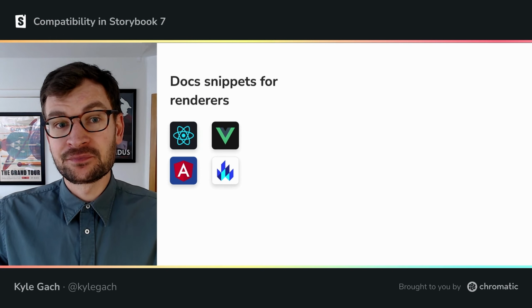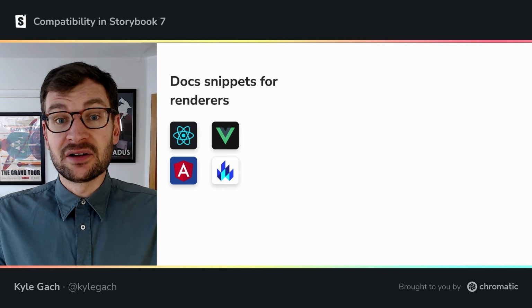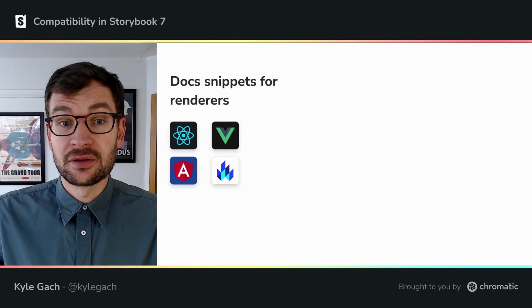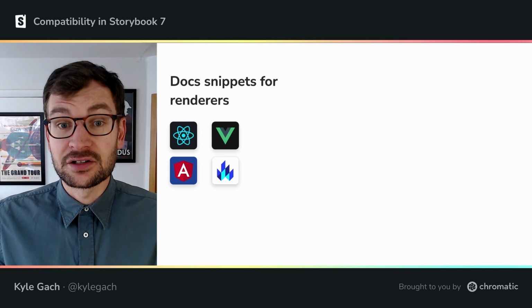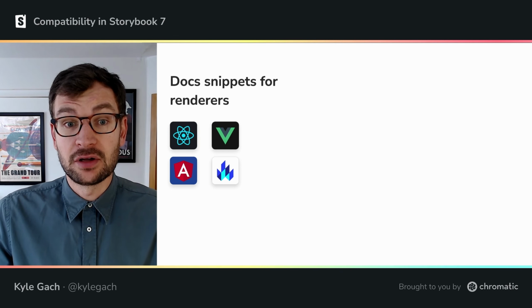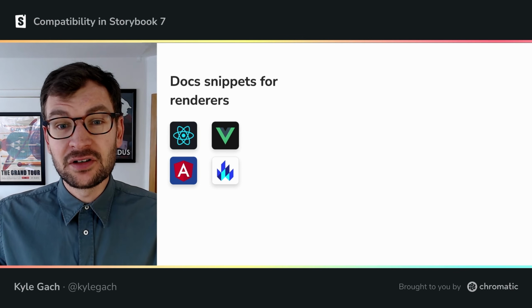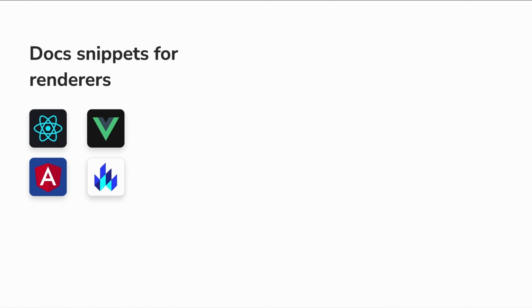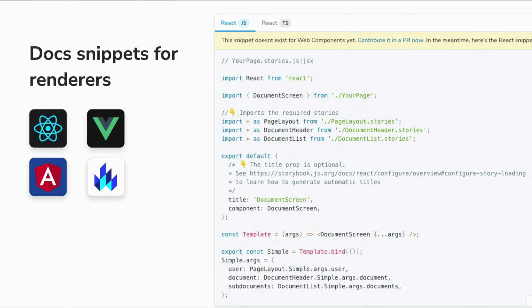The code snippets on our docs site are specific to the renderer that you've chosen. So the React docs show React code, the Vue docs show Vue code, and so on. How often have you been looking through our docs and encountered a message like this? You'll see that message whenever you encounter a code snippet that isn't written for the renderer that you use. Web Components, in this case.